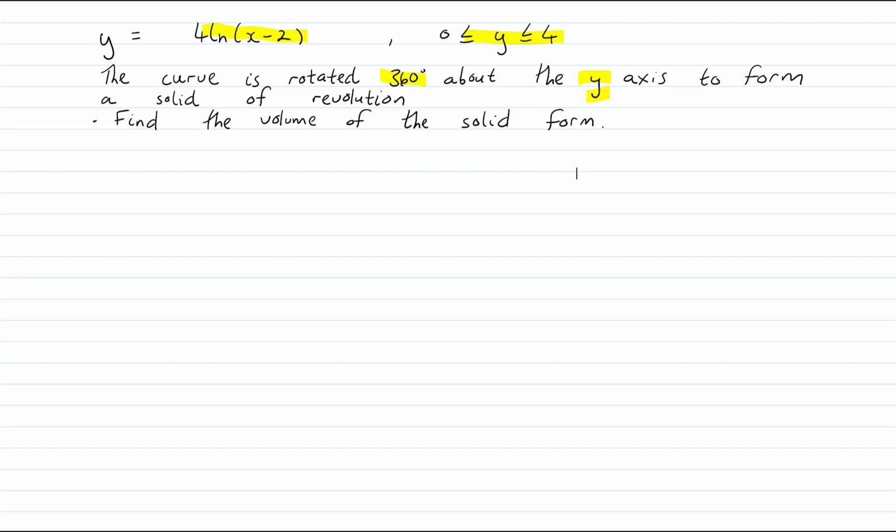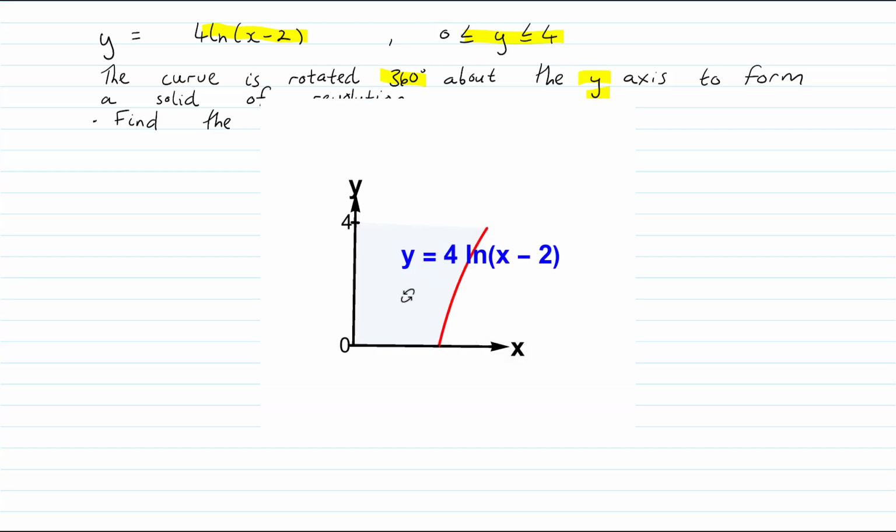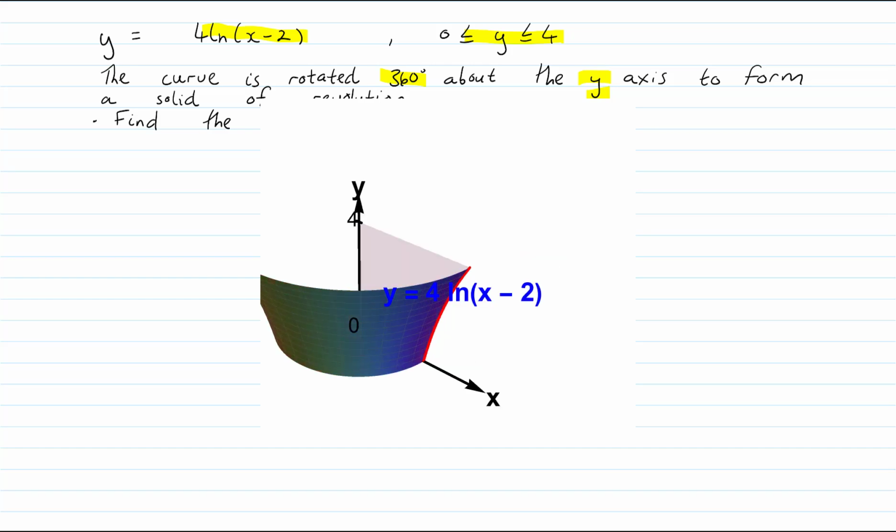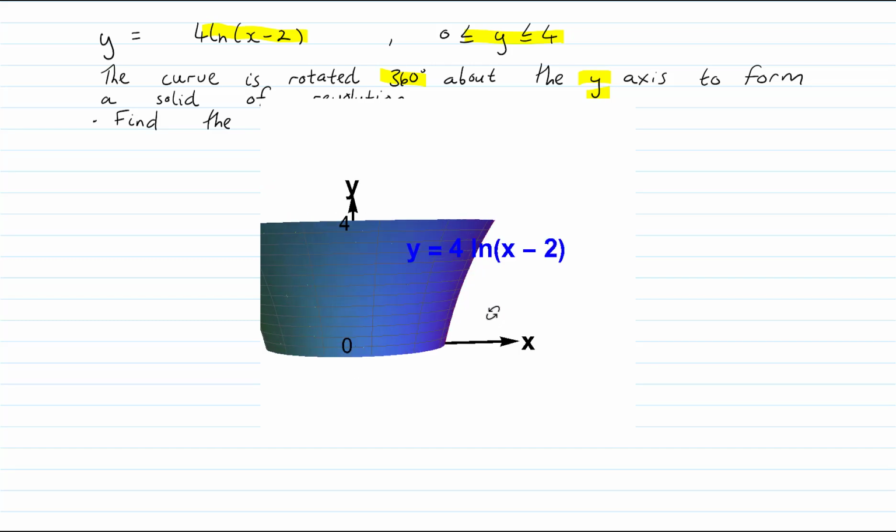So we'll just bring up a short animation so we can see what this problem looks like visually. Okay, so here's a setup of the question. That line in red is our function, y equals 4 ln x minus 2, and we're rotating that about the y-axis between y is 0 and y is equal to 4. So it's going to look something like this. So there's our solid there. We need to find the volume of that.